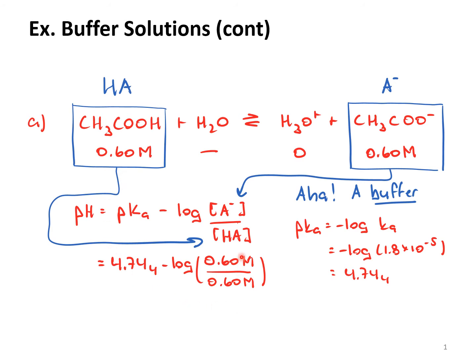We'll see that 0.6 molar divided by 0.6 molar gives us a value of 1, and the log of 1 is 0. So in this case, the pH equals the pKa, which is 4.744, and rounding gives us a pH of 4.74.